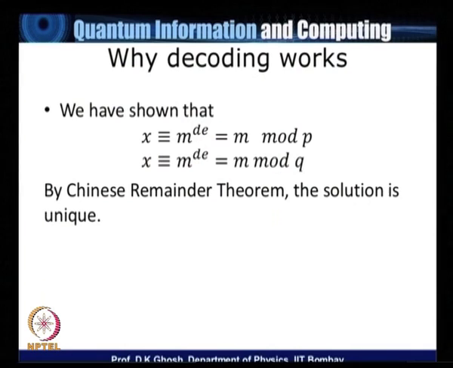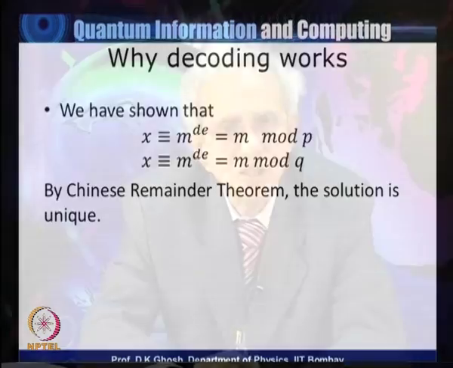So now what we have done is this. We have shown that X is equal to M to the power DE equal to M mod P, and another equation is M to the power DE equal to M mod Q. These are two equations. But we have already said that such pairs of equations where M to the power DE has been replaced by X has a unique solution by Chinese remainder theorem. So therefore, the solution that Bob has worked out is unique, and hence the decoding works.